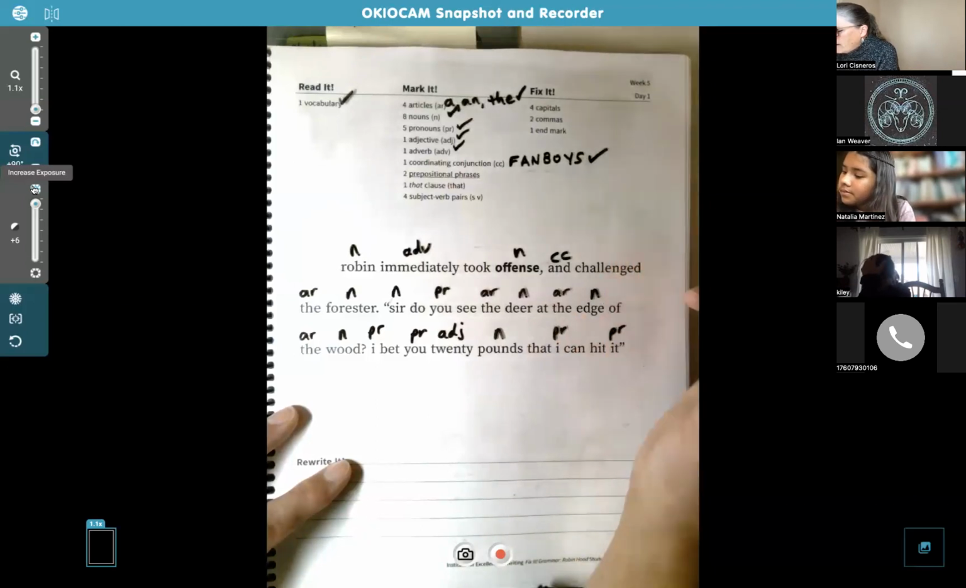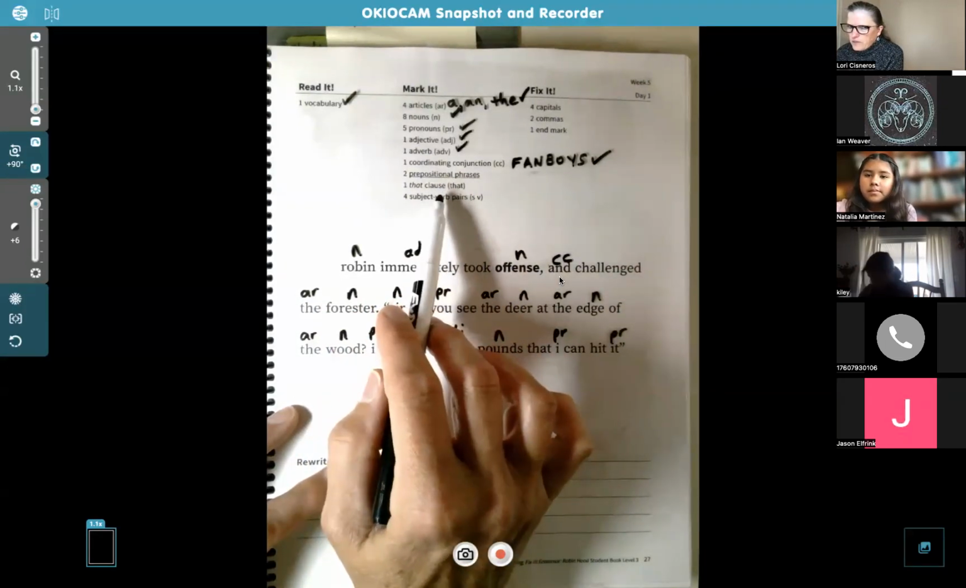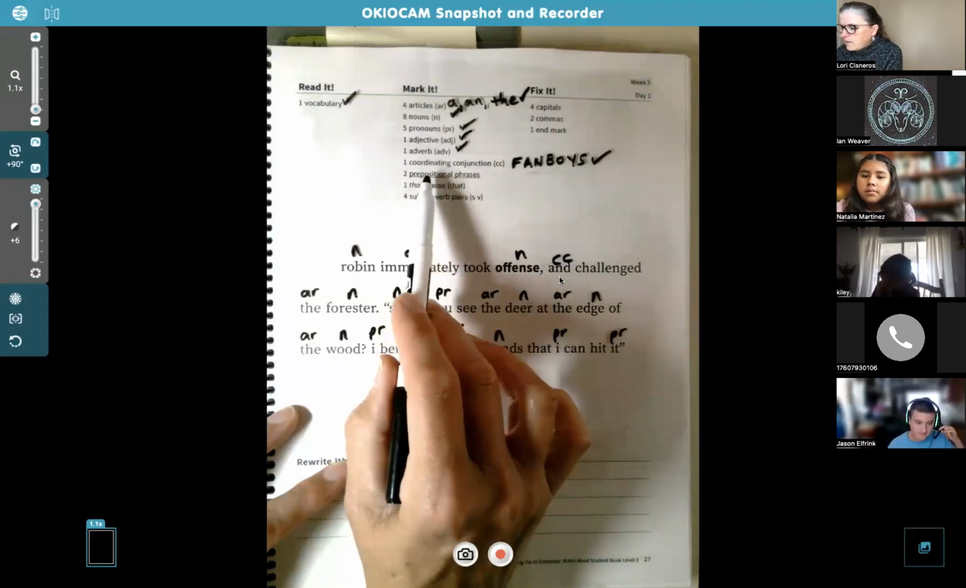Good job. Now, here's a little tip that I told you before with the prepositional phrases. You can skip it and come back, and it makes it even easier to find. So let's come back to that.